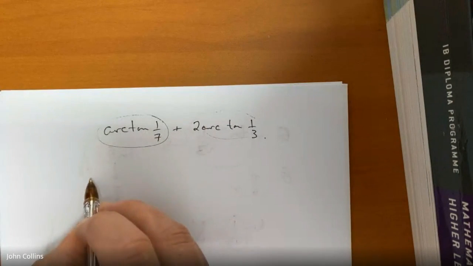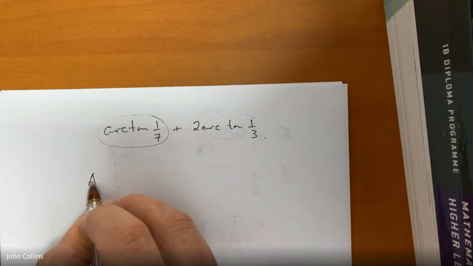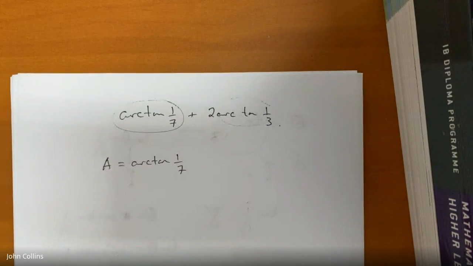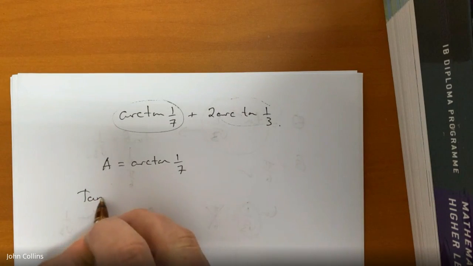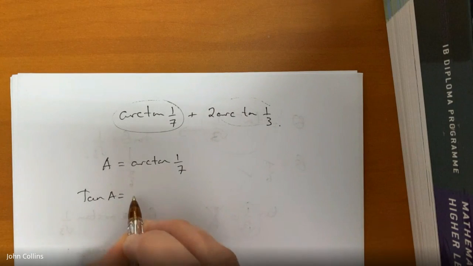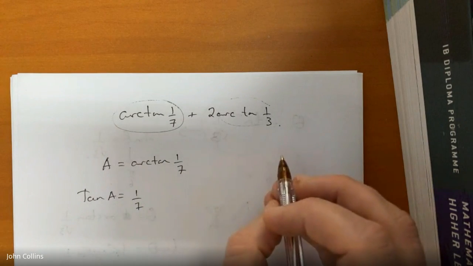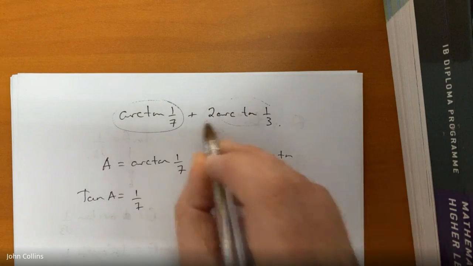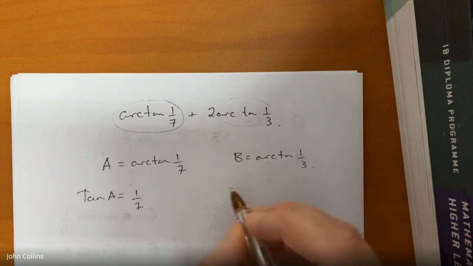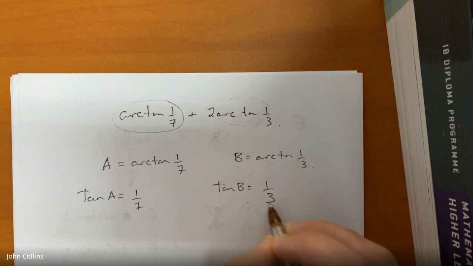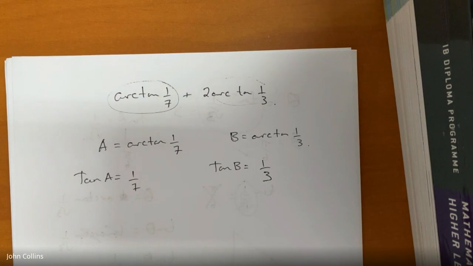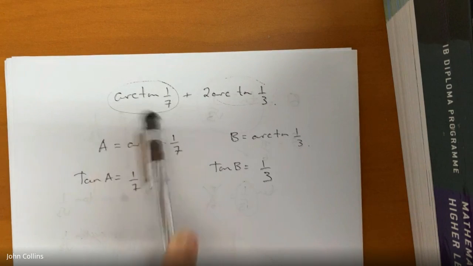Okay, so earlier on we said, for instance, let's call them A and B. So A is equal to arc tan 1/7. There is some angle that equals arc tan 1/7. So in other words, the tan of angle A, as you said, Malaika, would be 1/7. And let's call this B. B is equal to, now I know there's a 2 there, but I'm going to come back to that in a second, arc tan 1/3. So tan of B, as we just discovered, is 1/3. For now, we're going to ignore the 2. Right, so what this is saying then is alpha.